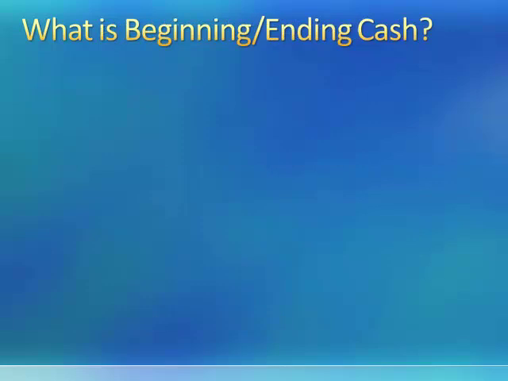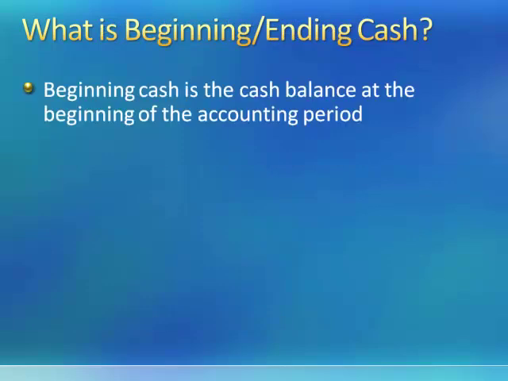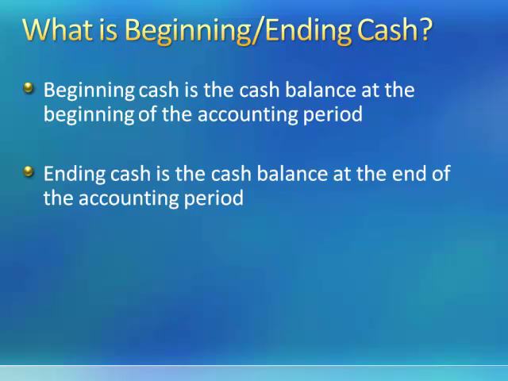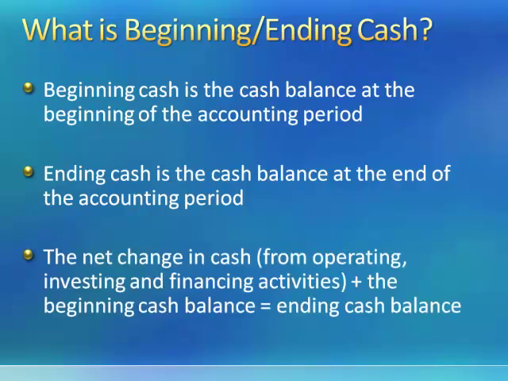So let's take a look at how it fits together. We have beginning cash, which is the cash balance at the beginning of the accounting period. We have ending cash, which is the cash balance at the end of the accounting period. The net change in cash from operating, investing, and financing activities plus the beginning cash balance is equal to the ending cash balance.